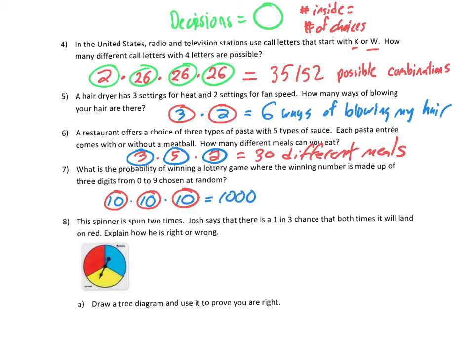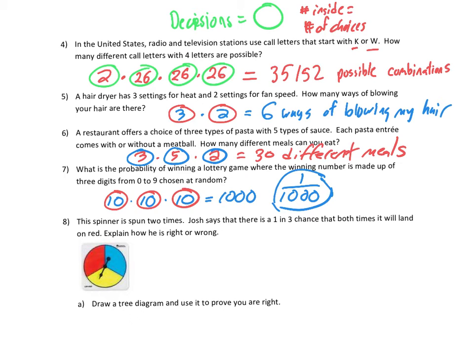Now, this one is a probability question, though, so there are 1,000 possible outcomes that we could get, but how many of them is the winning number? Well, there's only one way to win. So we have the number of ways of winning, which is 1, out of the total number of outcomes, which is 1,000. So this lottery game has a 1 in 1,000 chance of winning. There's my probability.